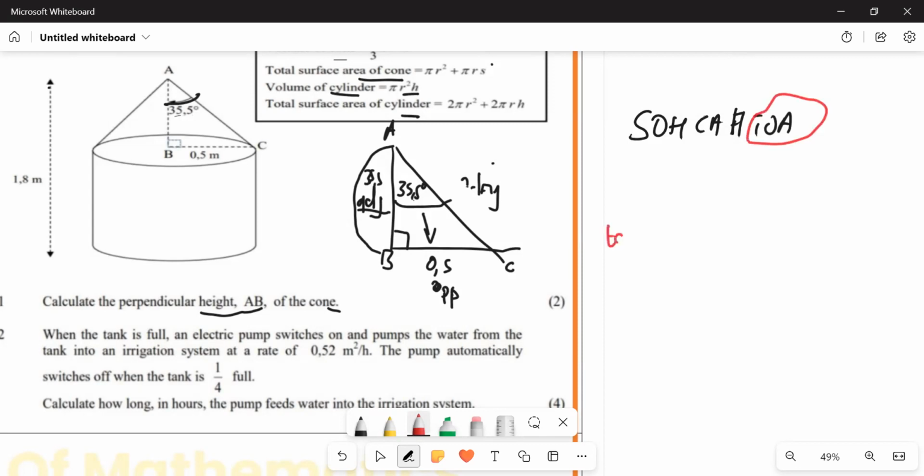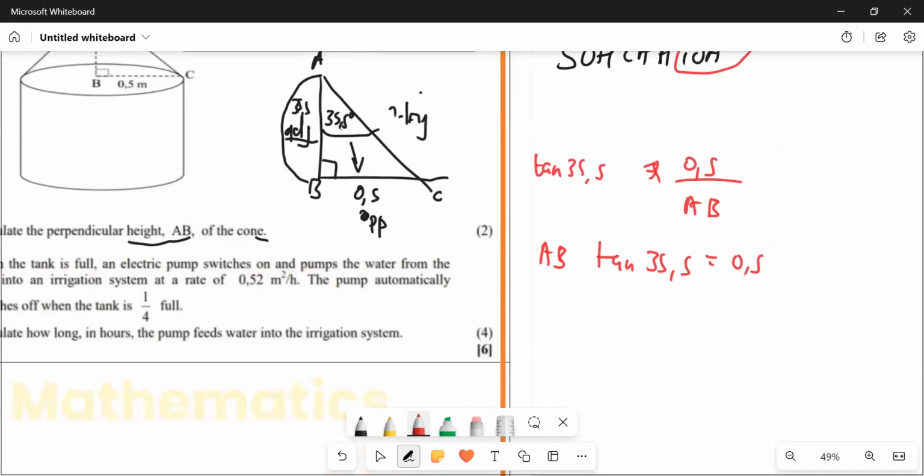And then what are they going to say? They're going to say the tan of 35,5 is going to be opposite, which is 0,5, all over AB. Cross multiply again. If you cross multiply, you have AB times the tan of 35,5, which is going to be 0,5. We want AB. What can I do from it? I can divide both sides by the tan of 35,5. This one and this one, they divide each other out.